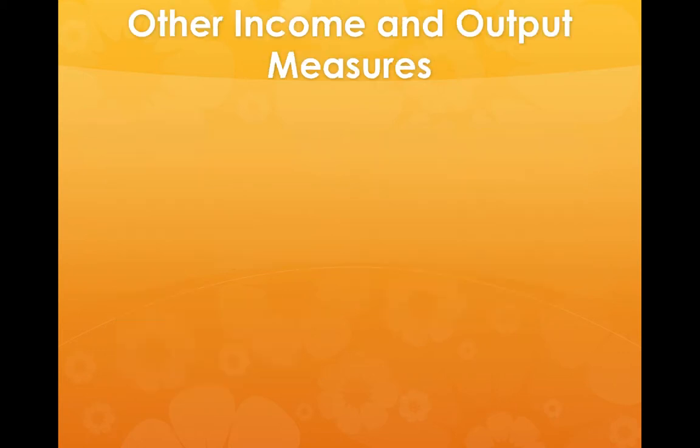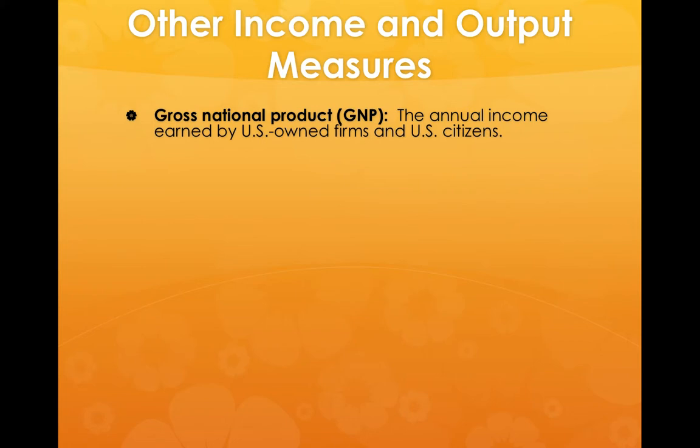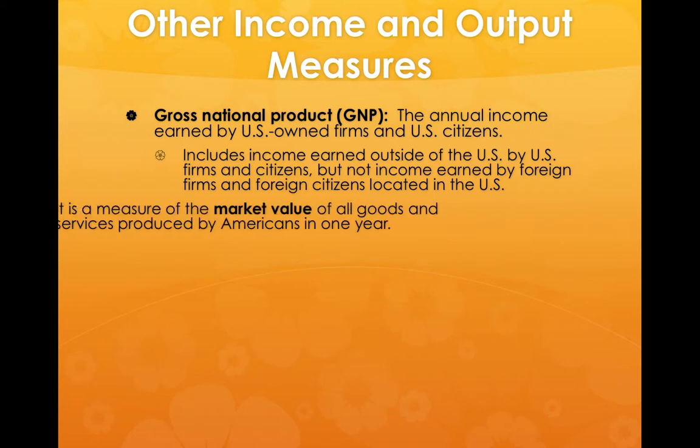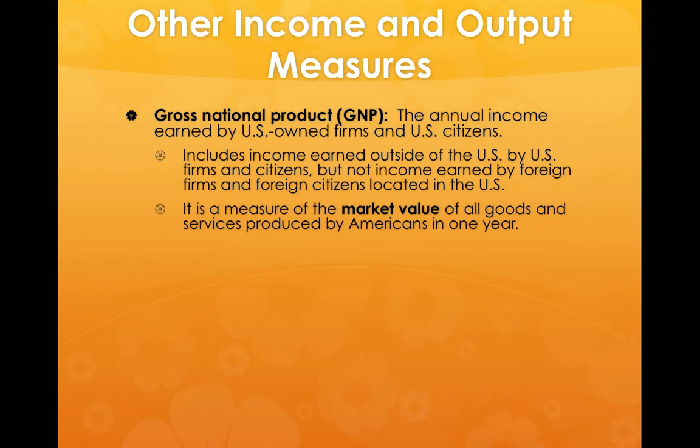Other income and output measures. There's the gross national product, and this is the annual income earned by U.S.-owned firms and U.S. citizens. It includes incomes earned outside of the U.S. by U.S. firms and citizens, but not income earned by foreign firms and foreign citizens located in the U.S. It is a measure of the market value of all goods and services produced by Americans in 1 year.